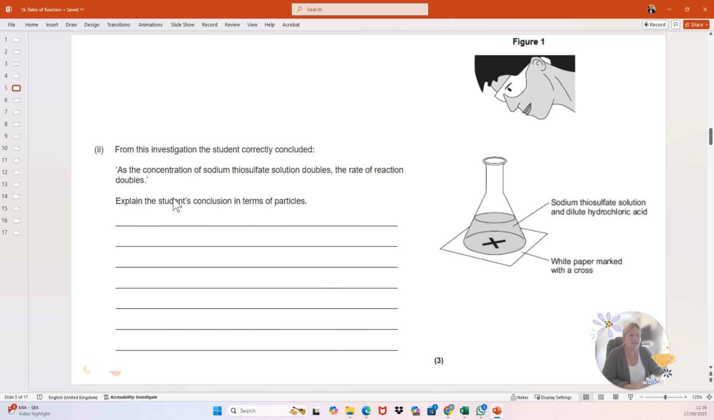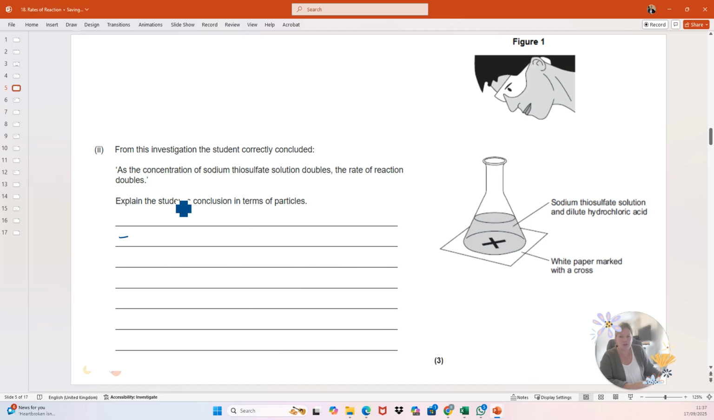So here it says, from the investigation, the student correctly concluded that as the concentration of sodium thiosulfate doubles, the rate of the reaction doubles. Explain the student's conclusion in terms of particles. So what is it that's going on? Why are they correct? So we've got 3 marks available.